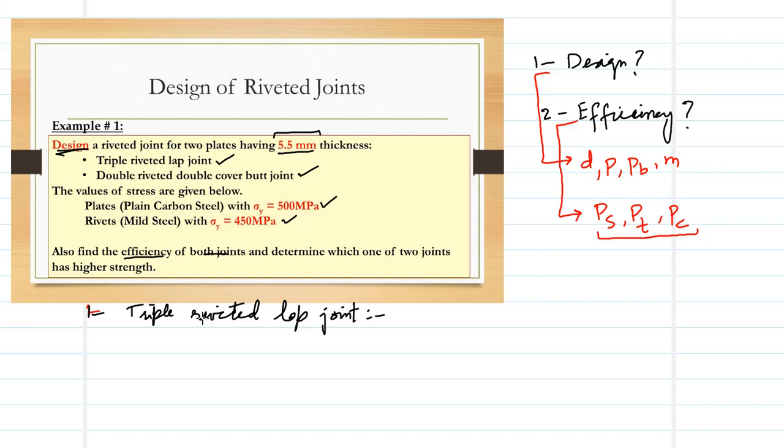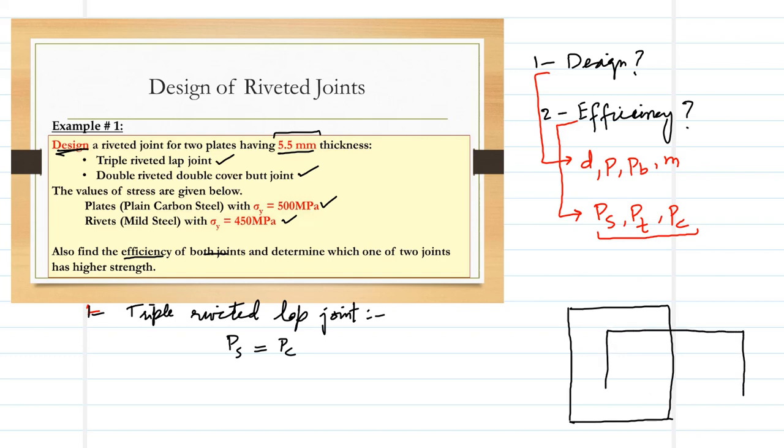As you remember from your lecture, when the thickness of the plate is less than 8 mm, you have to use the relation Ps equals Pc, whereas the shearing load is equal to the crushing load. Now, in case of a triple riveted lap joint, I will just draw here to give you an idea. A triple riveted lap joint could be more like this.